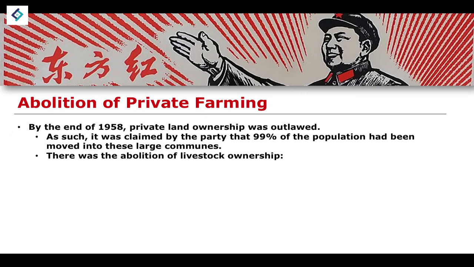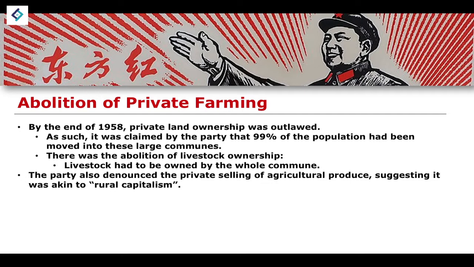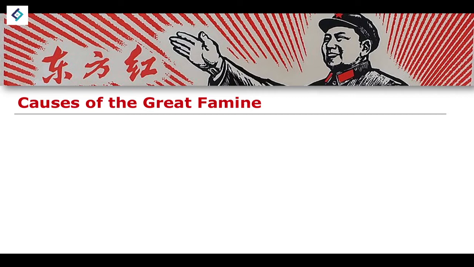There was also an abolition of livestock ownership. They had to be owned by the collective, by the whole commune, so that they could pool their labour collectively. The party would then also denounce the private selling of agricultural produce. If people were caught selling their own products privately, they would suggest that this was akin to what became known as rural capitalism, and this was also abolished. And all of these factors came together to cause the Great Famine.